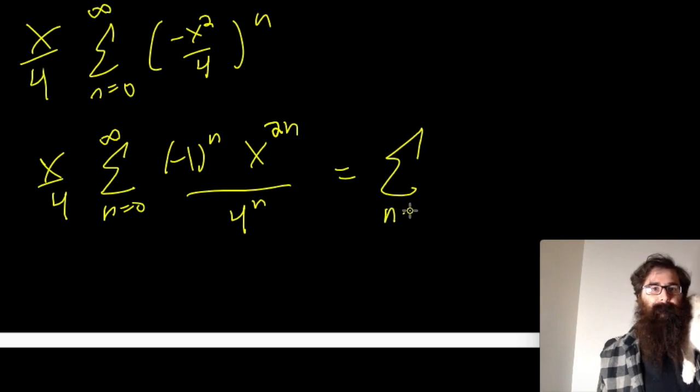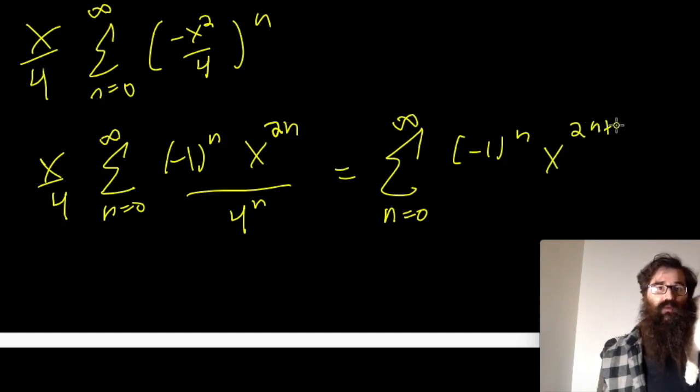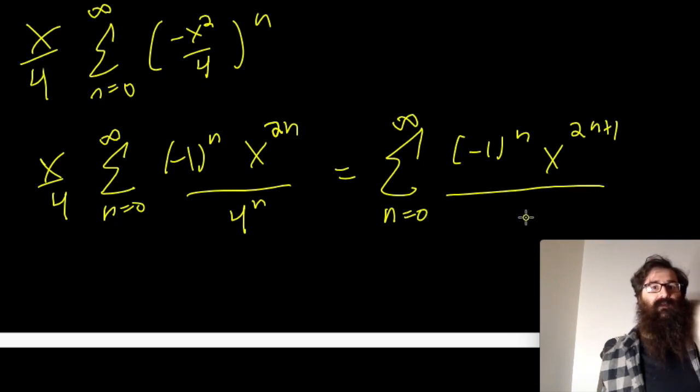So I'll say sum from n equals 0 to infinity. We have negative 1 to the n. X times x to the 2n is x to the 2n plus 1, all divided by 4 times 4 to the n, which is going to give me 4 to the n plus 1.